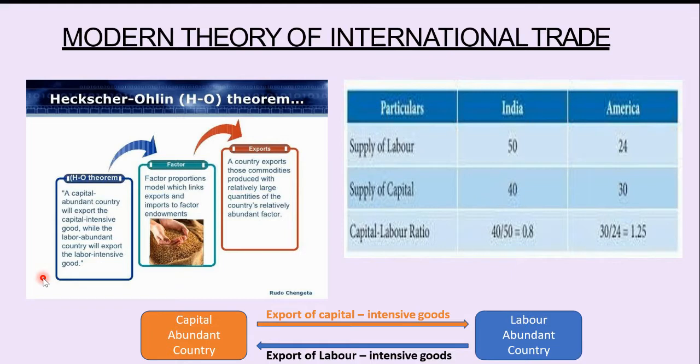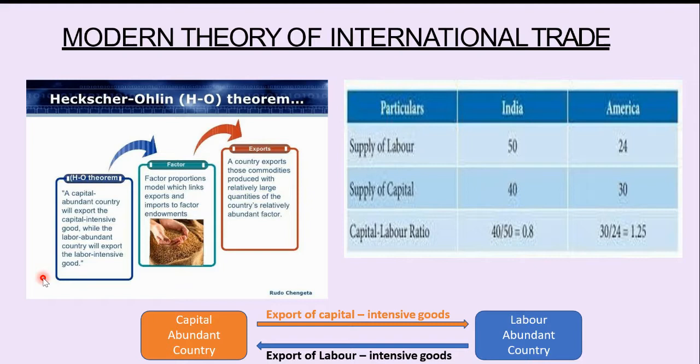So the modern theory is based on factor endowments, whereas the classical theory was based on comparative cost advantages. The difference in the endowment of factors of production between countries, and the difference in the factor proportions required in production, attributes international differences in comparative cost.